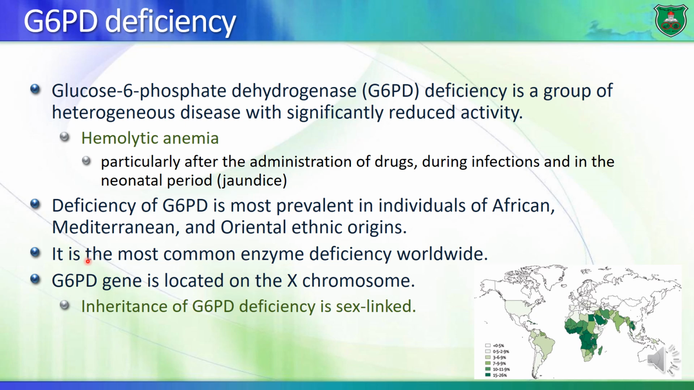Now, what's important about G6PD deficiency is that it is very prevalent in the Old World. So you can see the distribution of this disease globally, and there are different types or classes of the disease, and we'll talk about them in the next slide. Now, the gene for G6PD is on the X chromosome, so the inheritance pattern follows sex-linked diseases.